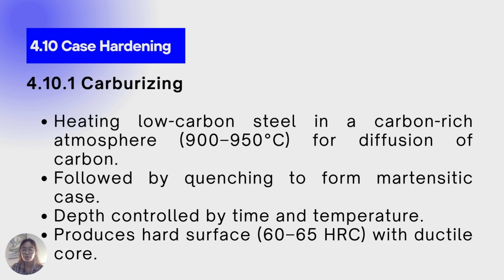The part is then quenched to form martensite at the surface. This results in a hard surface of around 55 to 65 HRC, a tough core, and a case depth of 0.5 to 1.5 millimeters. These applications are useful for gears, cams, shafts, bearings, and clutch plates.